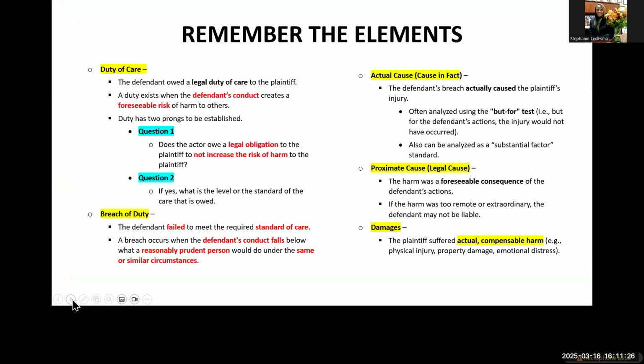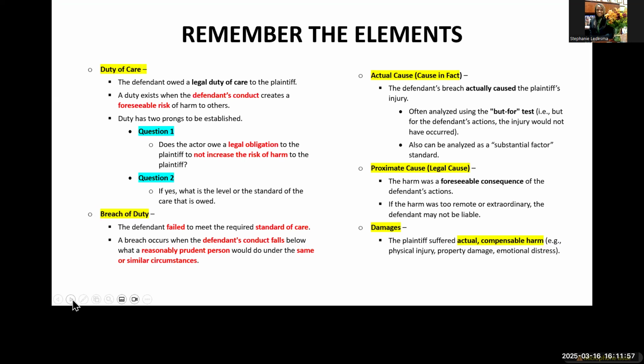Before we go any further, take a second. We're going to look at the elements. Remember, my plan is that we will revisit these in each of the videos because I want you to become so familiar with them that it just becomes a matter of muscle memory, right? We have 5 elements. Why 5? Because I break actual cause and proximate cause into their own separate element.